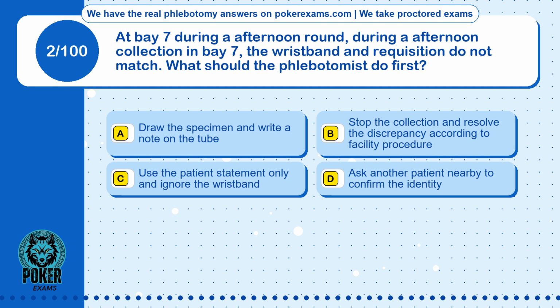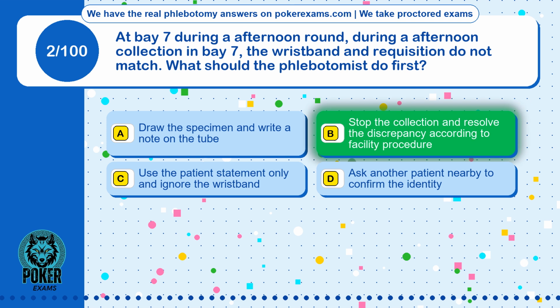Option C. Use the patient statement only and ignore the wristband. Option D. Ask another patient nearby to confirm the identity. The correct answer is option B. Stop the collection and resolve the discrepancy according to facility procedure.